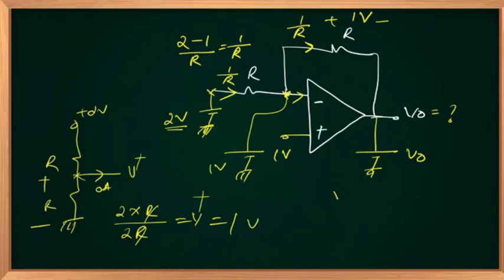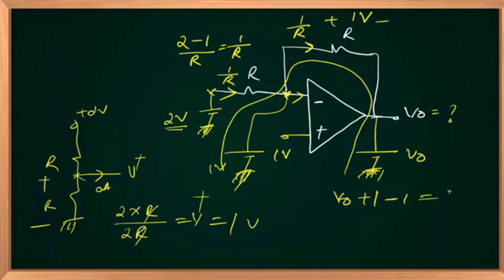Negative, positive, plus V out. Negative, positive, plus 1, plus minus. I have started from ground, so I should reach ground. I'm traveling like this up to ground. Negative, positive, plus V out. Negative, positive, plus 1, this is plus minus 1. So that is minus 1 equal to 0, which implies V out equal to 0. Simple.